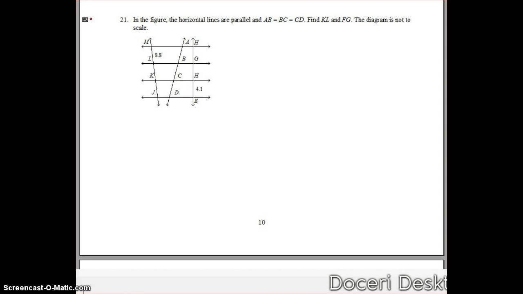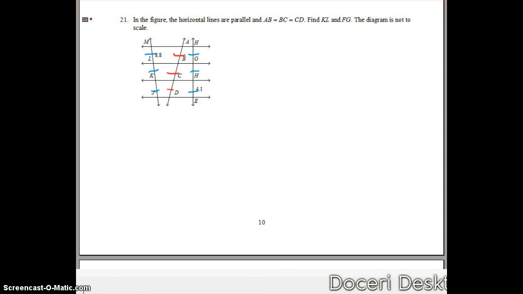All right, so for number 21, it says in the figure the horizontal lines are all parallel. So AB is equal to BC, and BC is equal to CD. So once we know that one transversal is broken up into congruent parts, then we know any other transversal that goes through the parallel lines is also broken up into equal parts, which means that these guys are equal and these guys are equal. It does say that we want to find KL and FG.